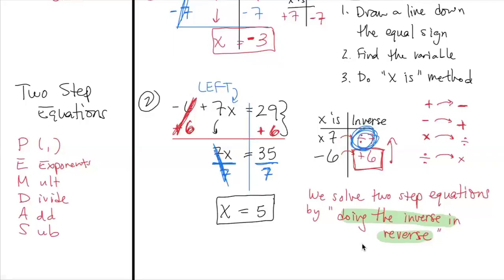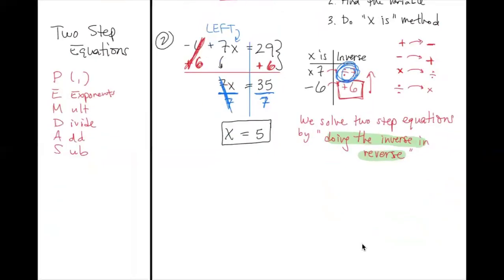5. Do the inverse in reverse. Good. Draw a line down the equal sign. Find the variable. Do the X is method. All right. That was kind of a lot of steps all in one. Let's try another one. We can kind of break it down a little bit.